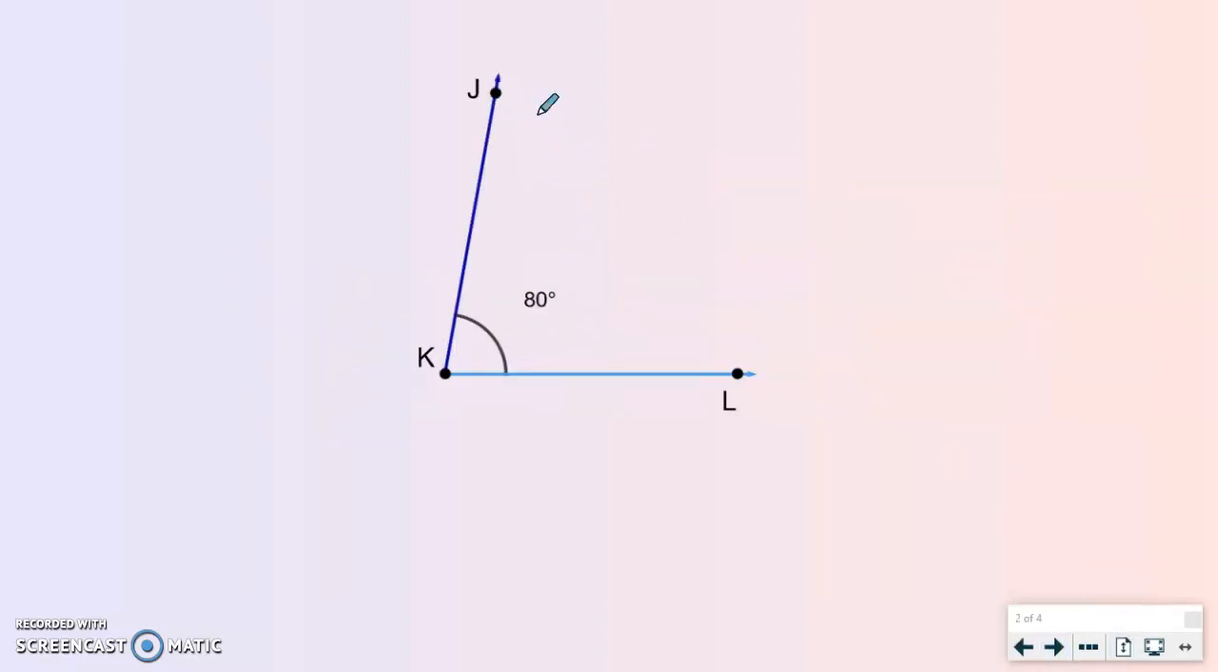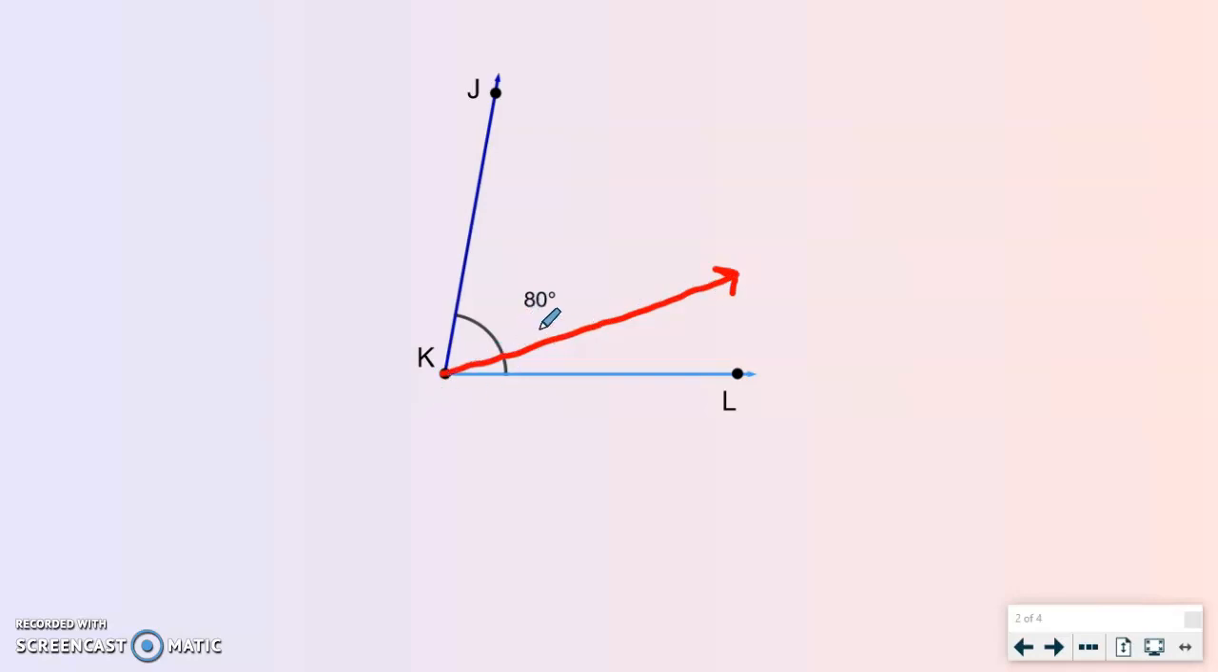So I have an angle here. I have angle JKL or LKJ, whichever way you want to go, but we're going to go with JKL. And right now it measures 80 degrees. What I can do is decompose, or break this angle apart into smaller angles. So I'm going to draw an extra ray coming out of this angle.